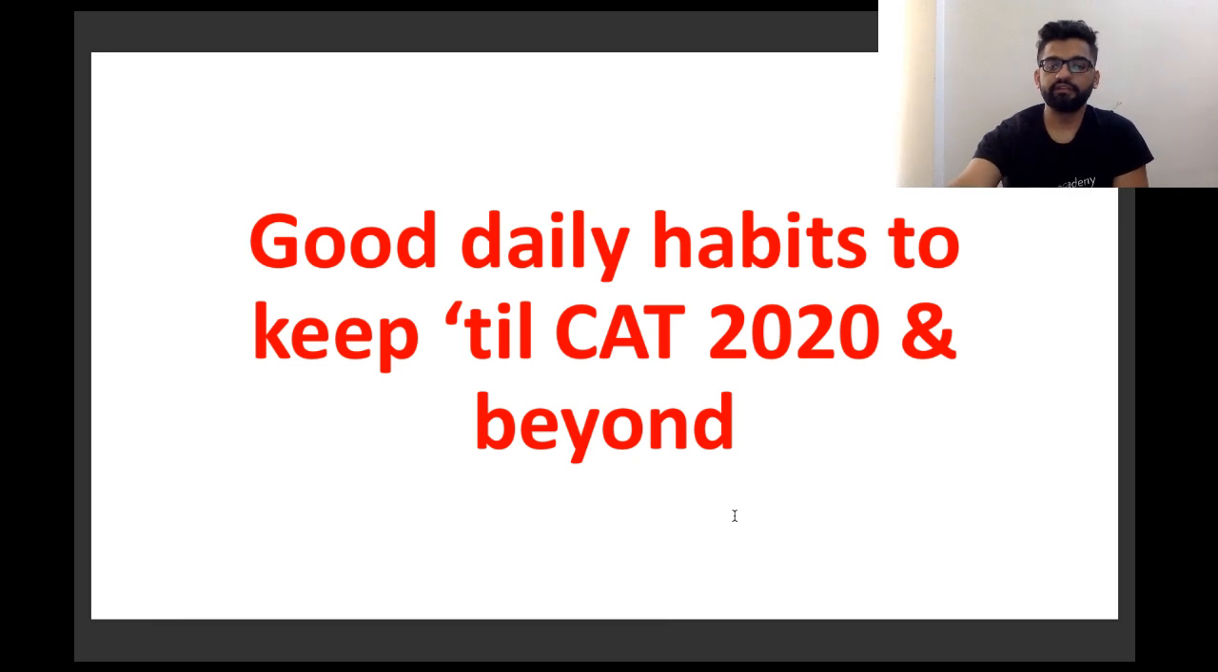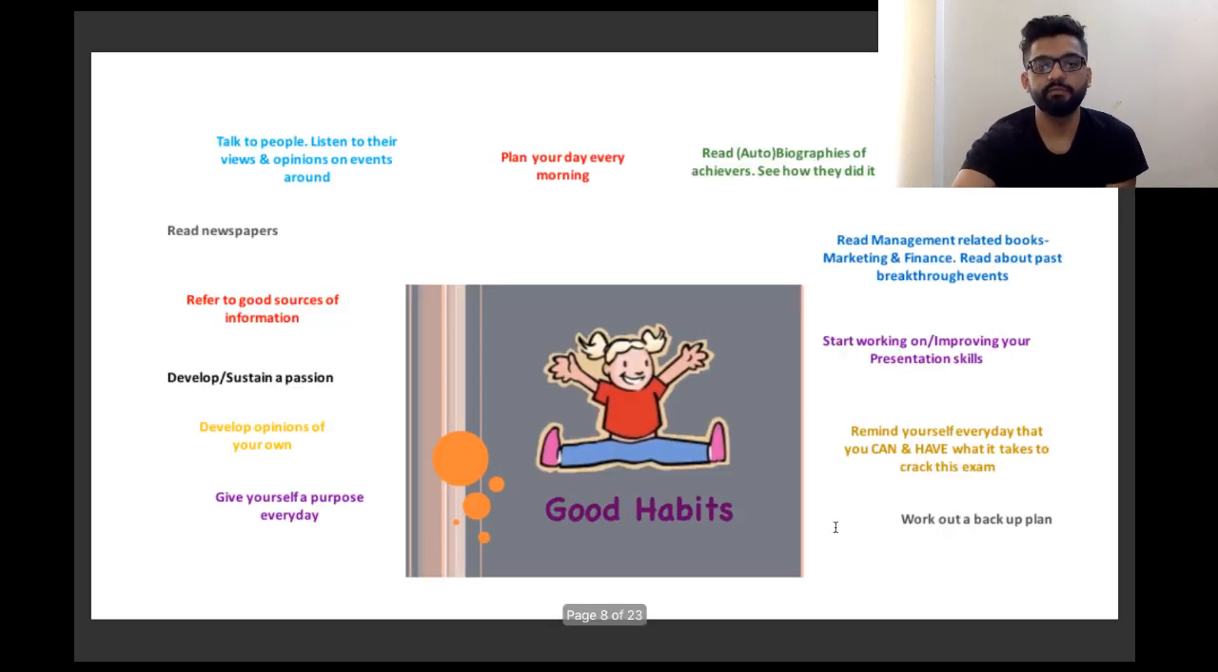Alright, let's quickly discuss what to do until CAT 2020 in these 9 months. Some good daily habits to keep until the exam and even beyond is to give yourself a purpose every day when you wake up. See, for some it may be just another exam. For a lot of us, it's a very big exam of life. It could be a game changer for most of us. It was a game changer for me when I was preparing for this exam.